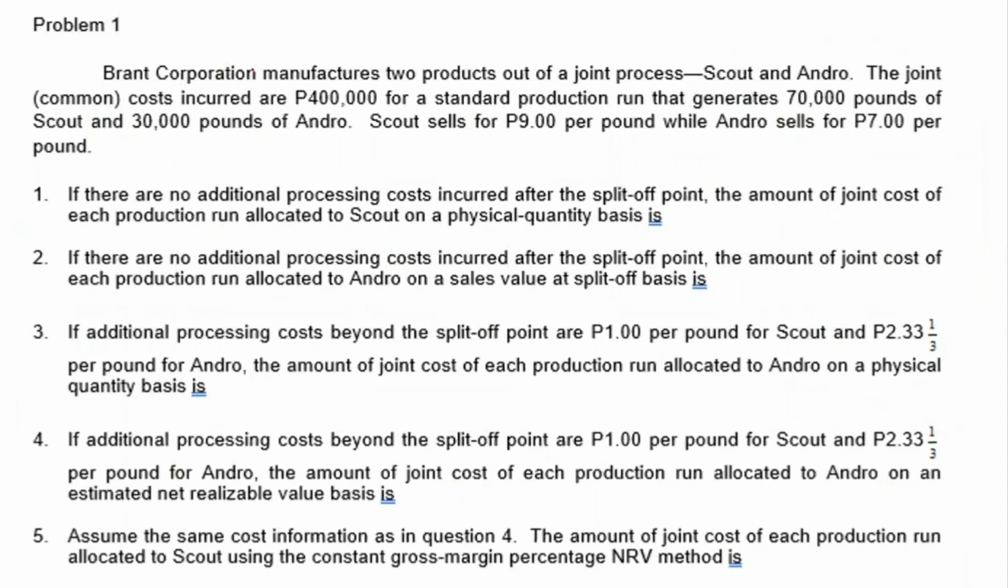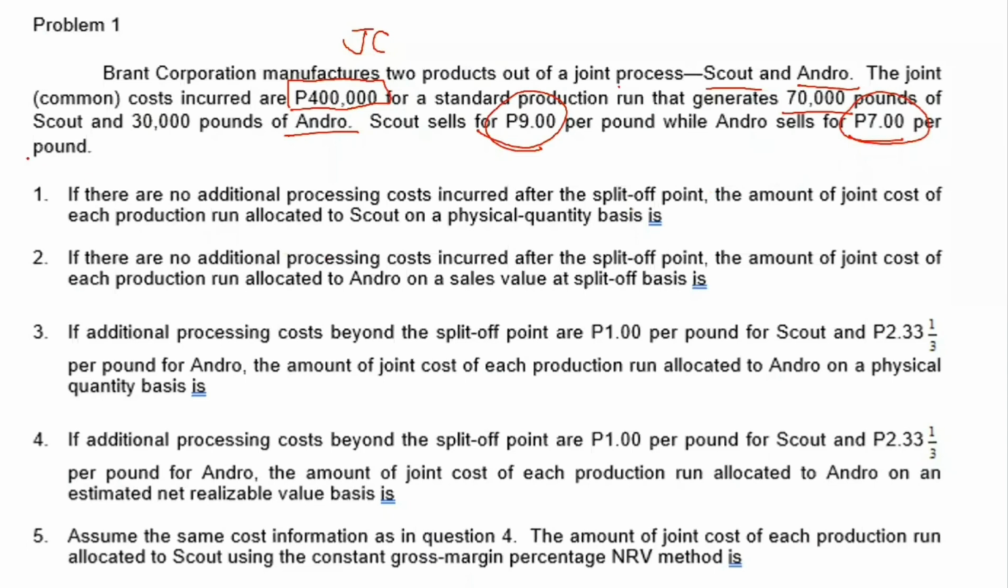So the brand corporation manufactures 2 products out of a joint process, so Scout and Andro. So the joint or common costs incurred are 400,000 pesos. That's the joint cost, okay? For standard production run that generates 70,000 pounds of Scout and 30,000 pounds of Andro. So Scout sells for 9 pesos per pound and Andro sells for 7 pesos per pound.